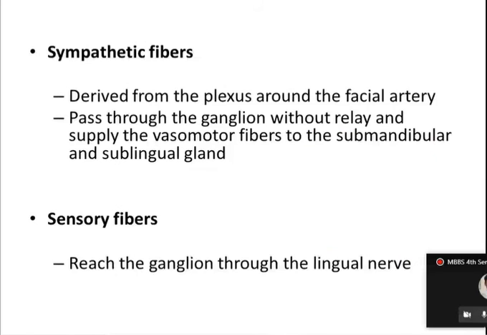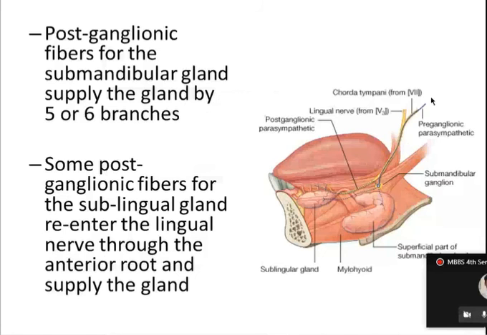So once again, the secretomotor fibers from the superior salivatory nucleus pass via the facial nerve, via the chorda tympani nerve, via the lingual nerve, the posterior root of the lingual nerve, and relay in the submandibular ganglion. The postganglionic fibers supply the submandibular salivary gland, and some fibers pass through the anterior root and again through the lingual nerve and supply the sublingual salivary gland for the secretion of the gland.